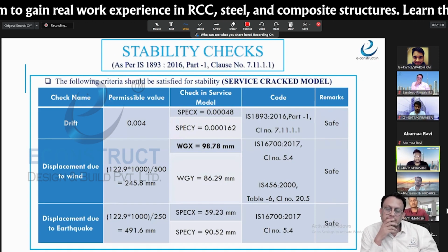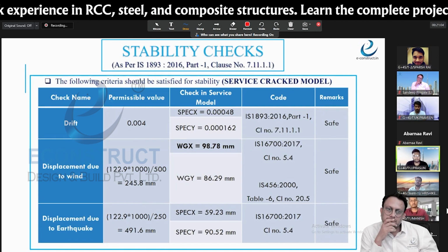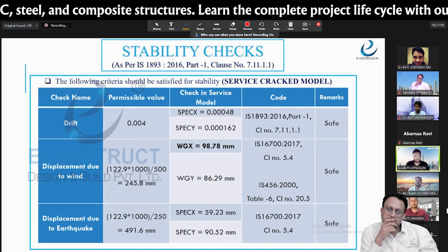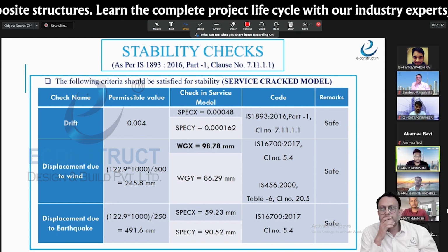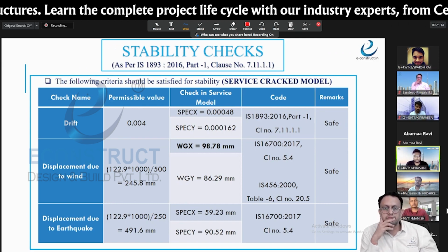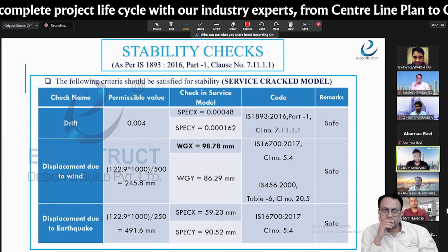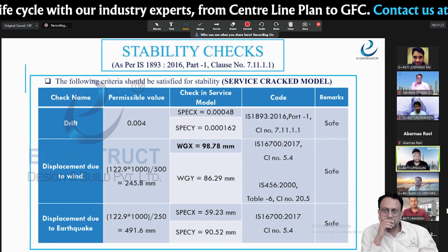This is the stability checks. The maximum displacement for the gust in the x direction is coming less than 100, and it is 98.78 millimeters, which is safe enough. And for the displacement due to earthquake, which is maximum in the y direction, it is coming 90 millimeters. Hence, it is safe. Okay, next slide, please.